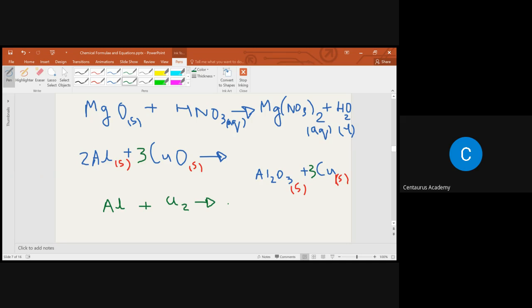Okay, aluminium chloride, where the formula for it would look like AlCl3. Yes, very good, AlCl3. Now tell me the state symbols for each of them. Al is solid, it is a metal, very good.